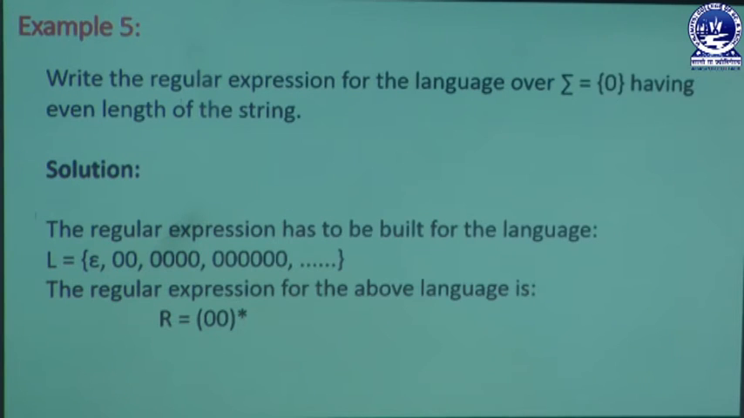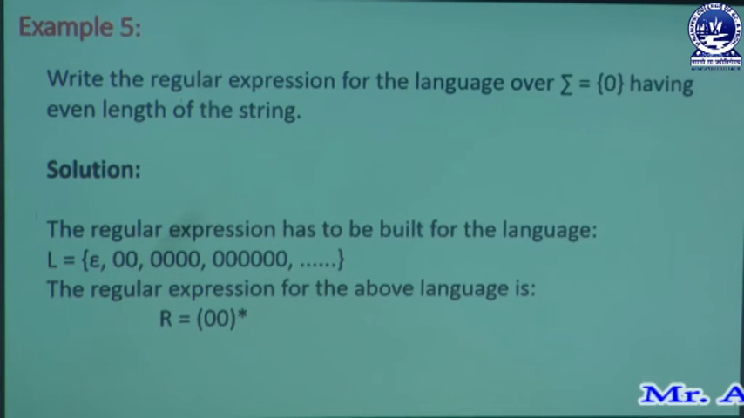In the next slide we are going to discuss: write the regular expression for the language over sigma, meaning the input symbol, equal to 0, having even length of string. If a user wants to get some zeros, and those zeros must be an even number in length, then the regular expression has to be built for the language. The empty string is also possible, that's why we give epsilon.